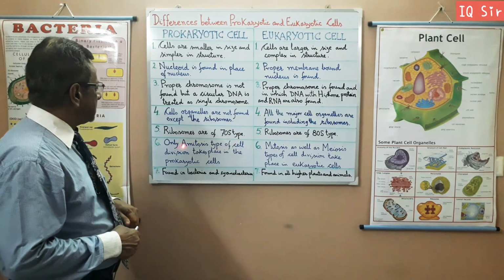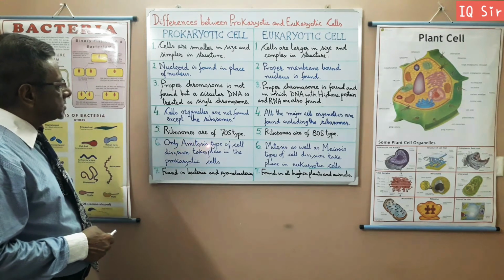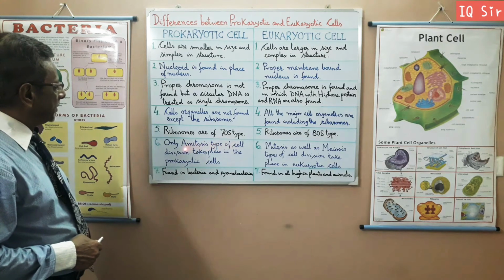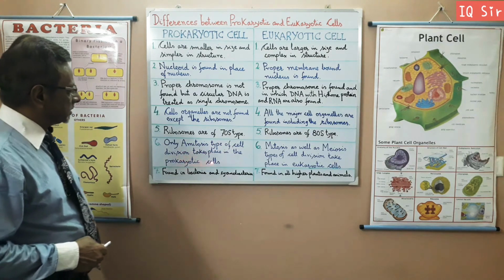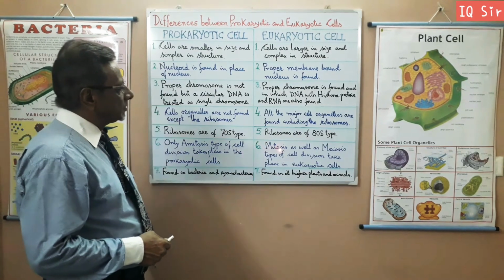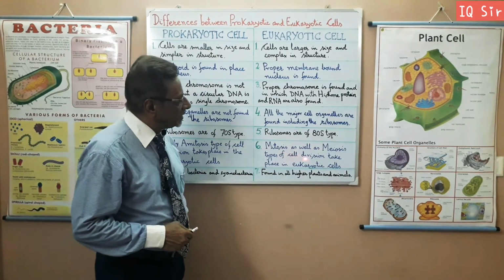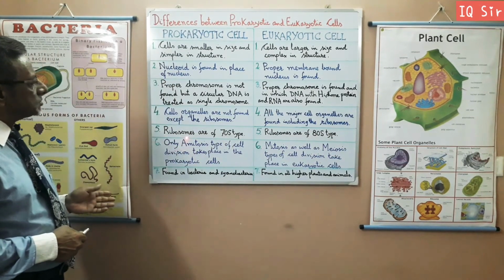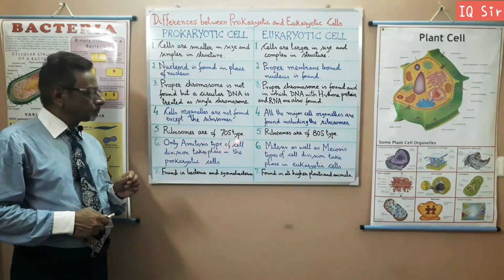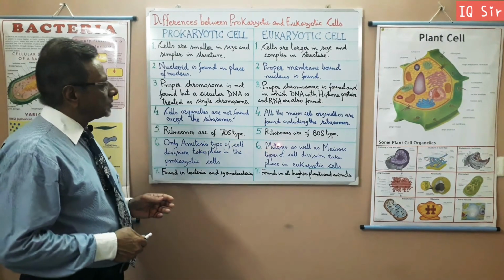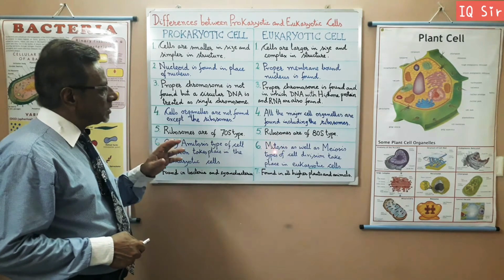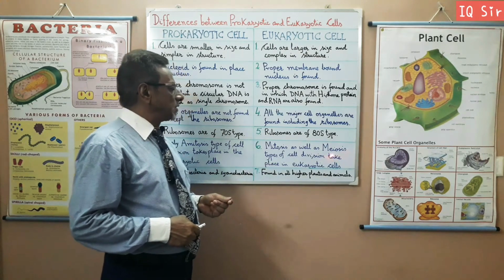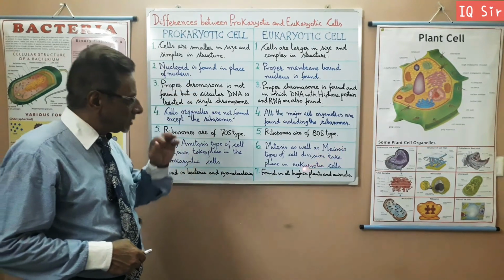And the sixth point is that only amitosis takes place. Only amitosis type of cell division takes place in prokaryotic cells, while in eukaryotic cells both mitosis and meiosis types of cell division take place. Mitosis is also known as equational cell division, and meiosis is known as reductional cell division, as the chromosome number is reduced to half.